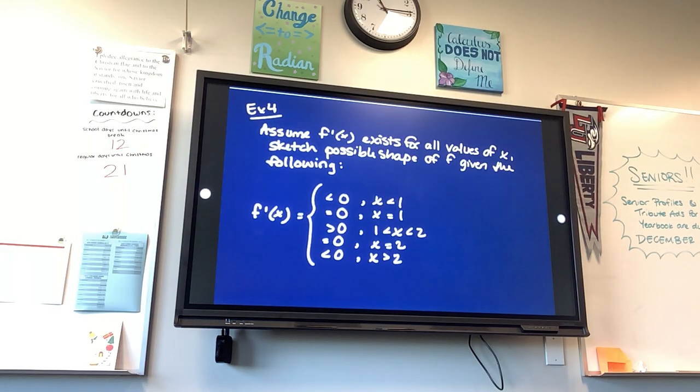All right, so let's get straight. What are we looking at? We don't have a graph this time, but what are we given information about?